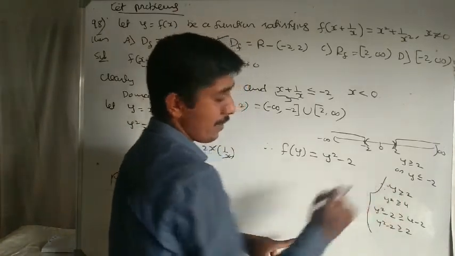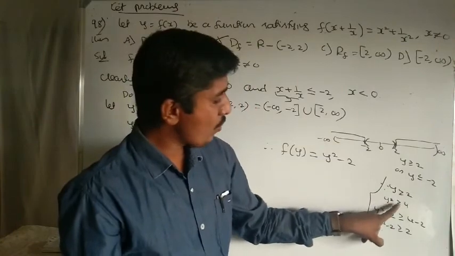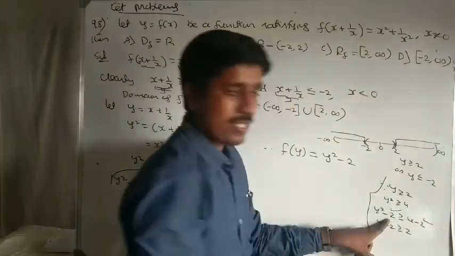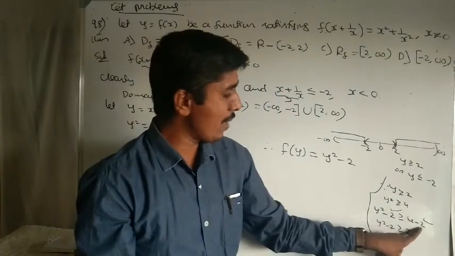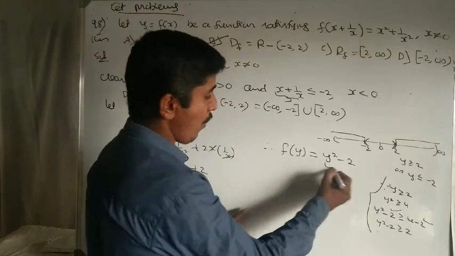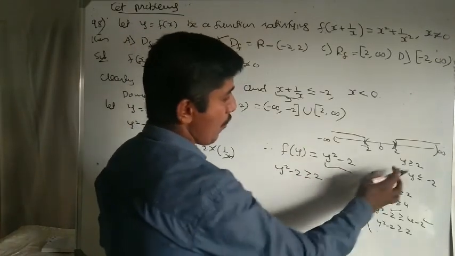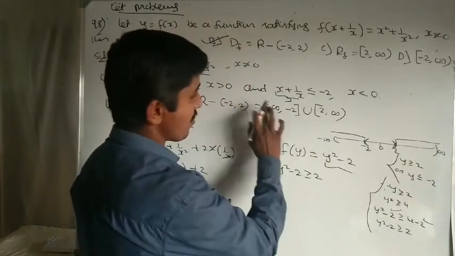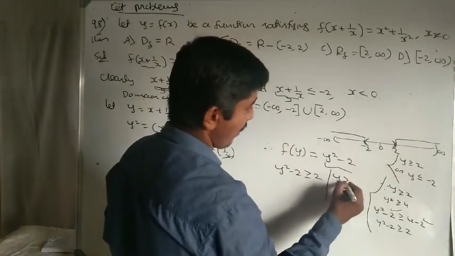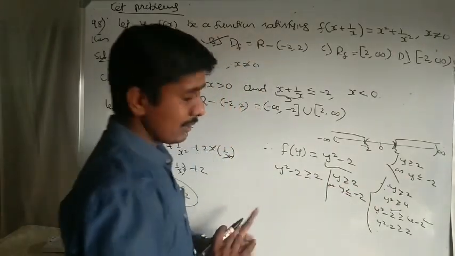Note down, very important. Y is greater than or equal to 2, y square greater than or equal to 4. Adding minus 2 on both sides, y square minus 2 greater than or equal to 2. Therefore, the total value y square minus 2 is greater than or equal to 2, when the y value, this is the domain, is greater than or equal to 2 or less than or equal to minus 2.